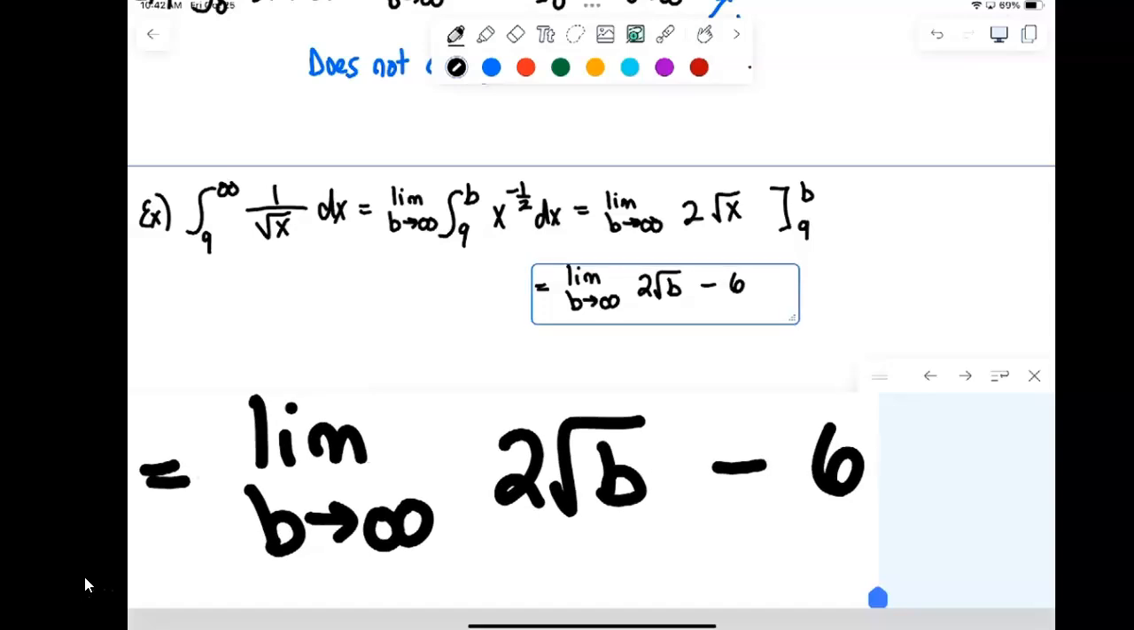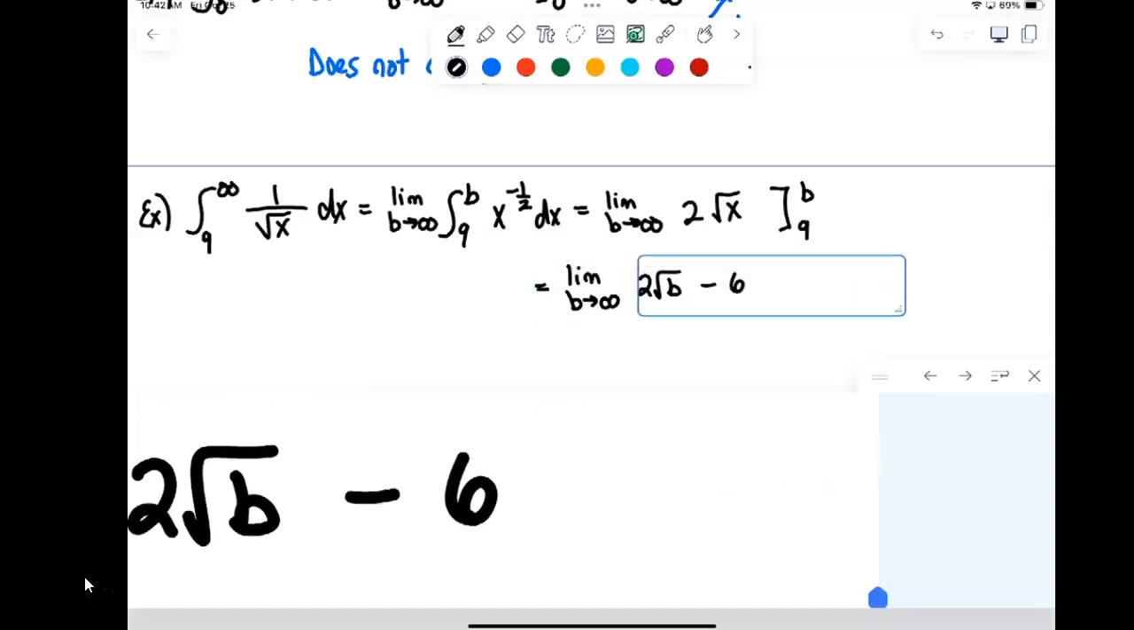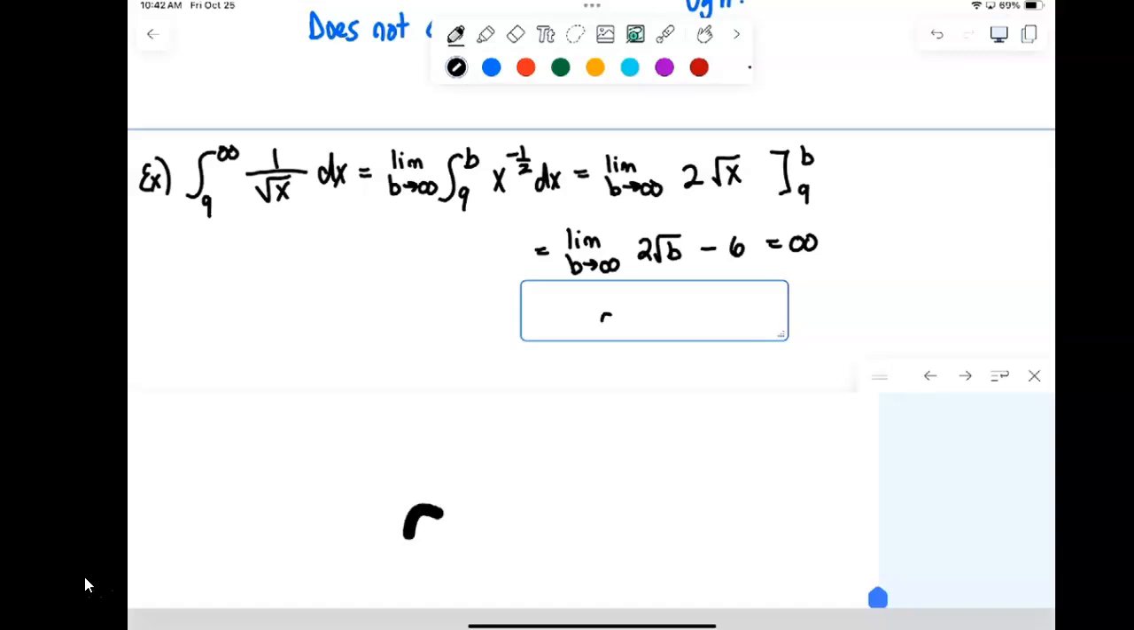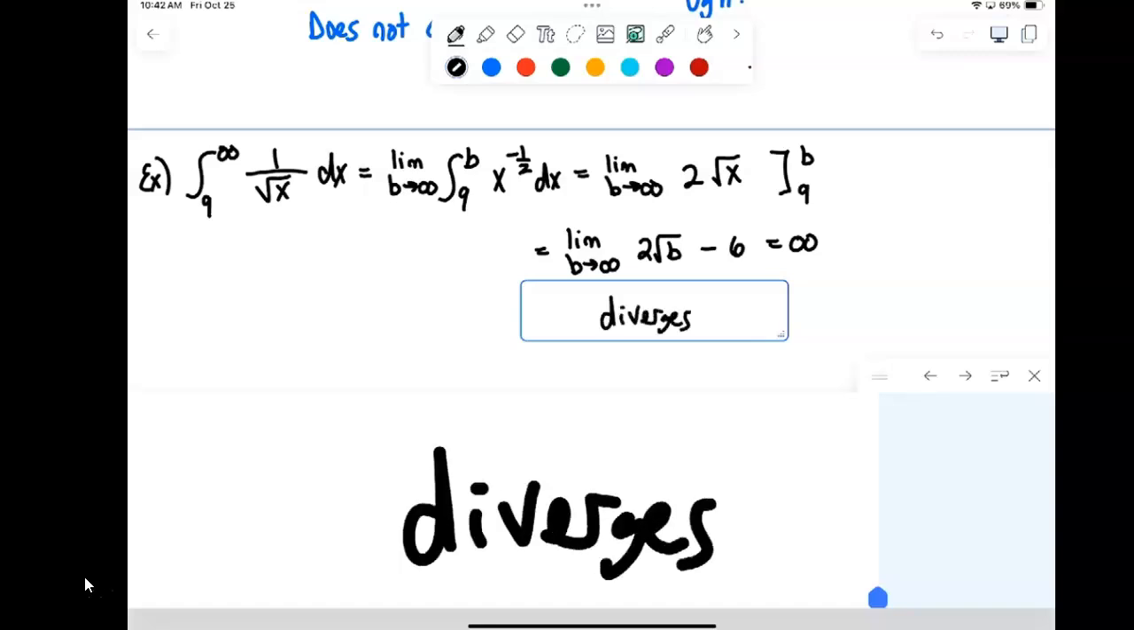Now as b goes to infinity, 2 times the square root of b is also going to go to infinity. So this is an integral that's going to go to infinity, and therefore it diverges. It does not converge to a single value.